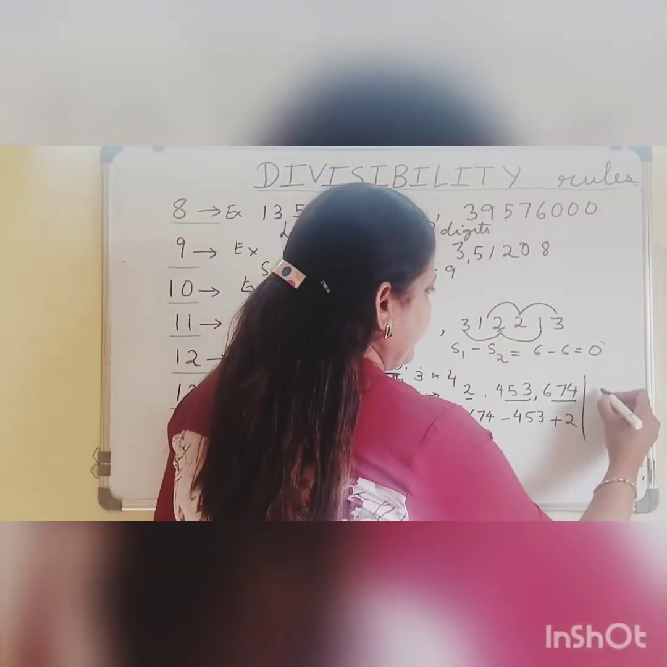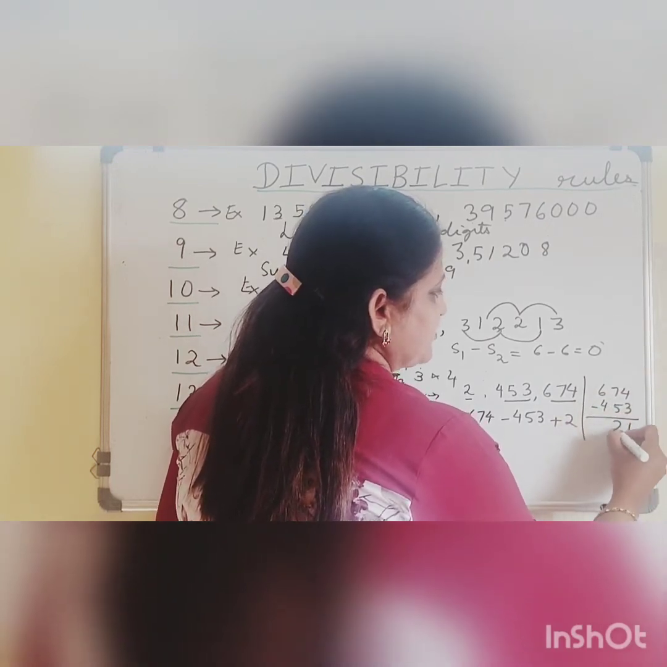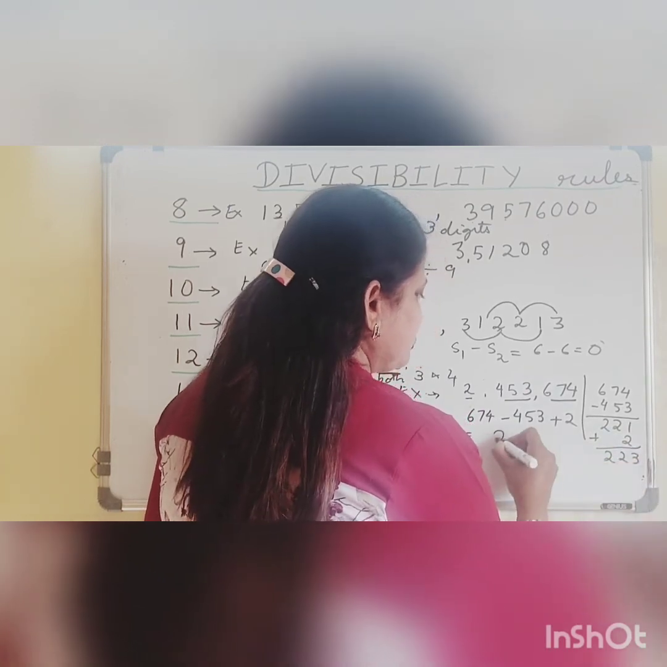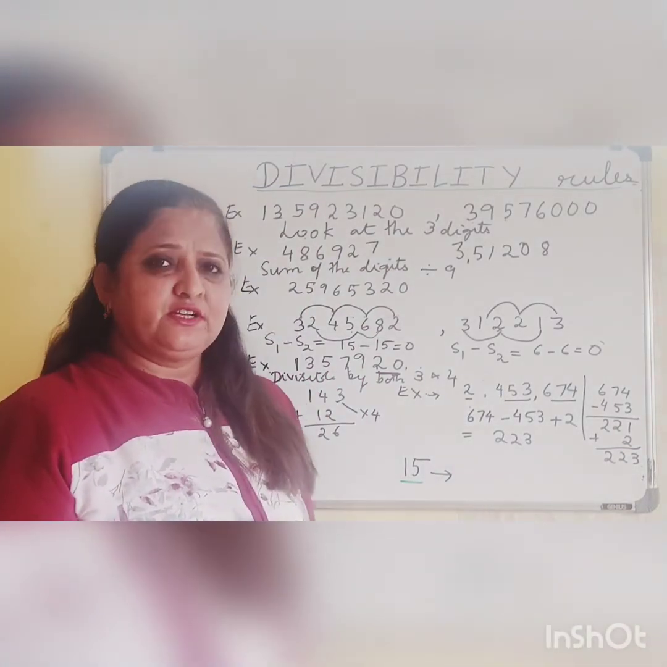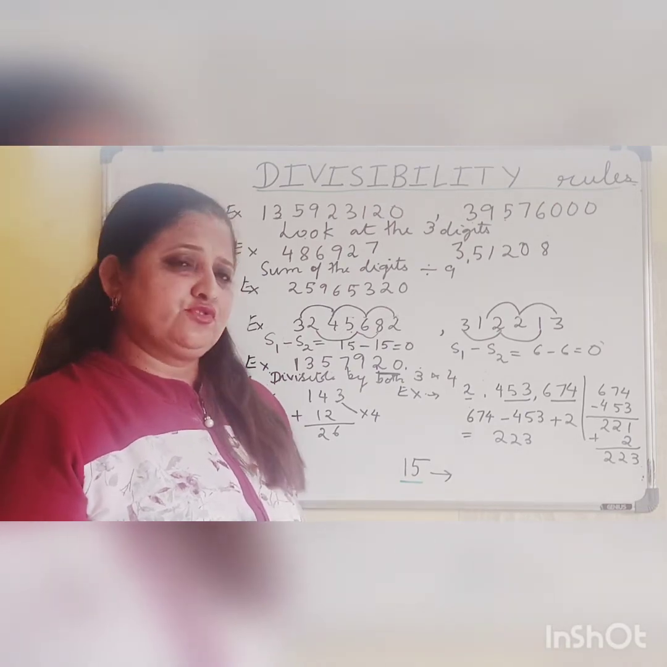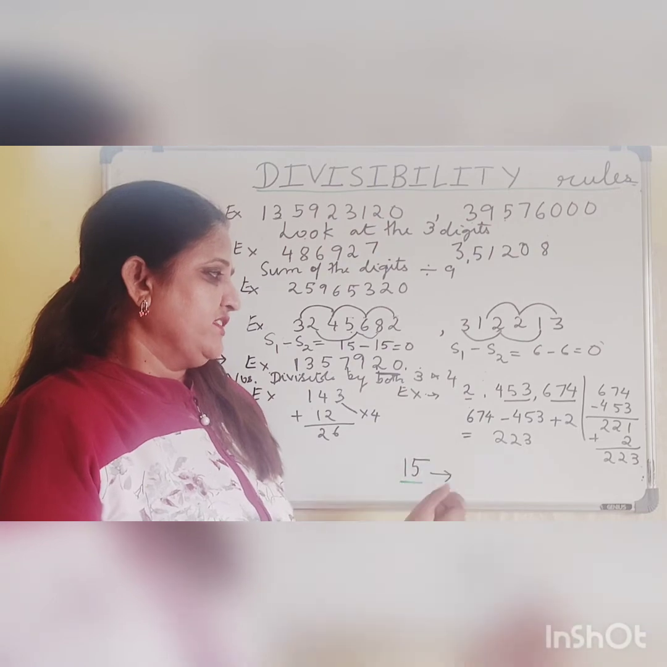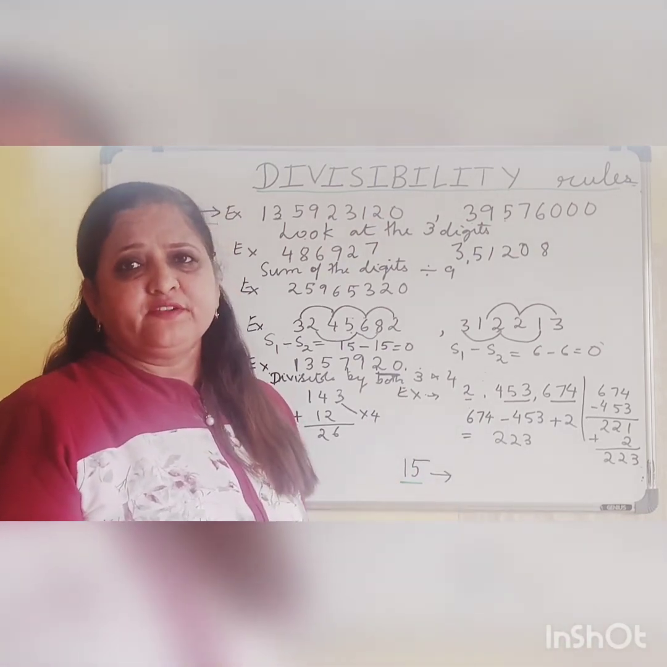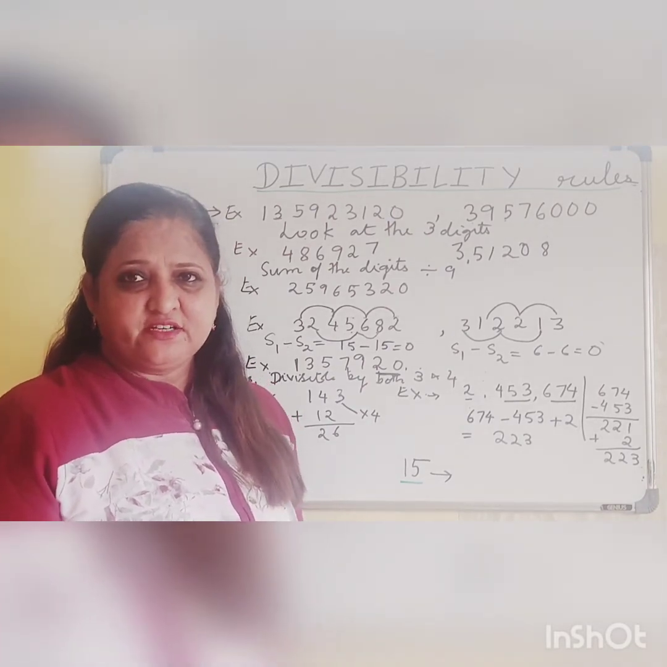So let us see what we are getting. 674 minus 453 gives us how much? This. We have to add 2 to it. How much do we get? 223. We can see very well that it is not divisible by 13. It's just not a multiple of 13. You can check it mentally and it helps to remember the times table as well. Right. So we can see very well that this is not divisible by 13. So the entire number will also not be divisible by 13. So make sense till here.